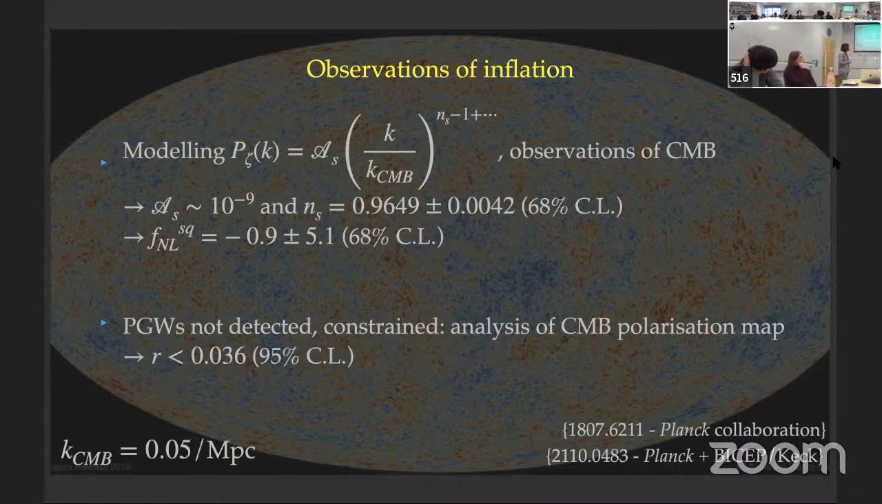Also, from observation of the CMB, we can look at non-Gaussianities, and these are at the moment consistent with 0. So these perturbations are highly Gaussian, and this again is predicted within single-field inflation. We can then look for primordial gravitational waves. These have not been detected, but they are constrained. And if you look at the CMB polarization map, you can find that there is an upper bound on the tensor-to-scalar ratio.